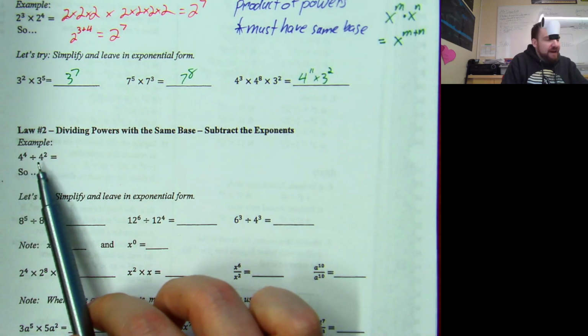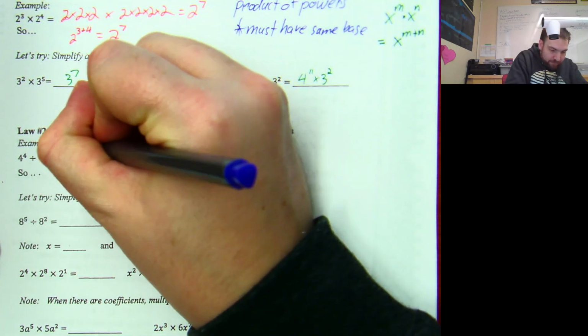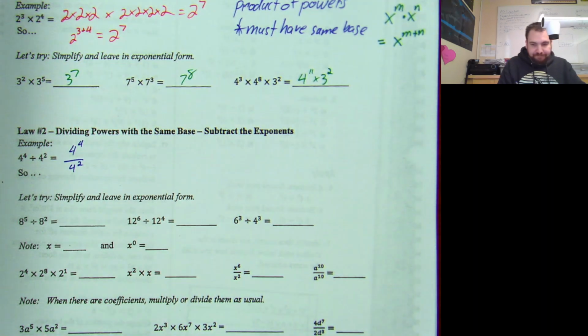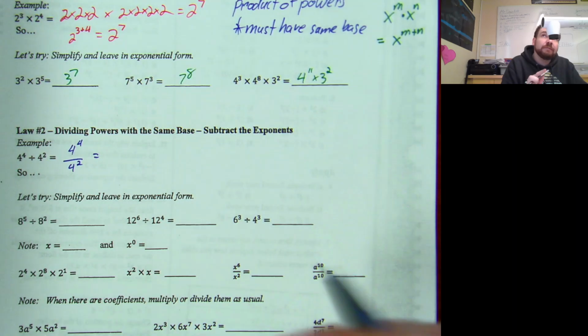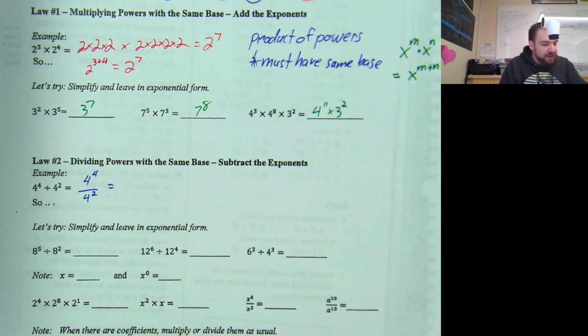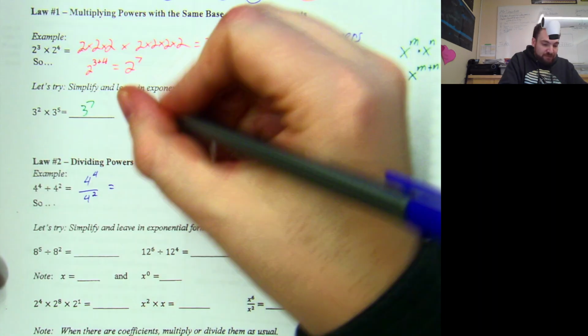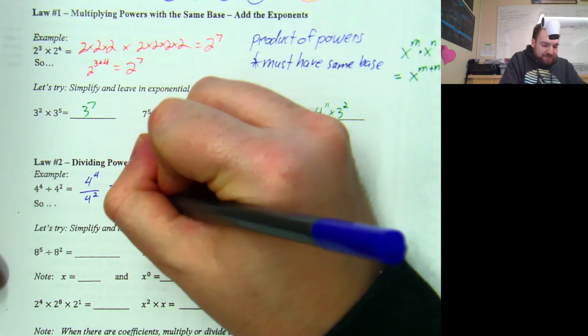So I have 4 to the 4 divided by 4 squared. I'm going to rewrite that as a fraction, 4 to the 4 over 4 squared. Well, 4 to the 4 can be written as what? No, that's 4 times 4 is 16, and I want repeated multiplication. 4 times 4 times 4 times 4. And 4 squared is just 4 times 4.